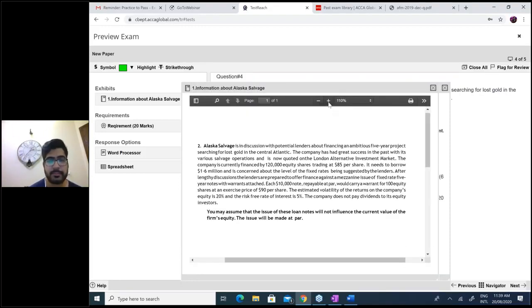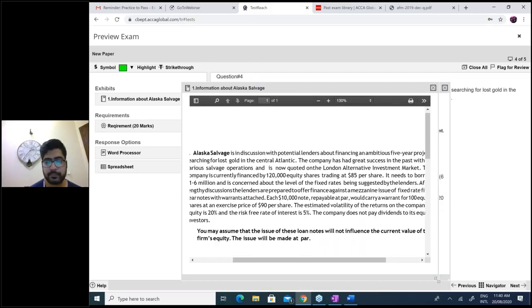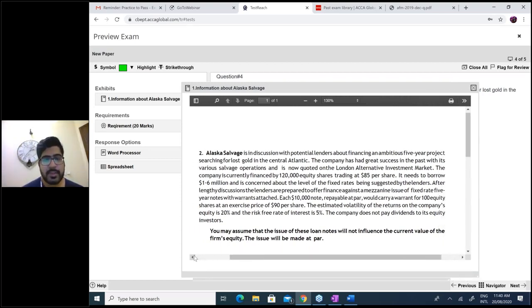So the question states, Alaska Salvage is in discussion with potential lenders about financing an ambitious 5-year project searching for lost coal in the Central Atlantic. The company has had great success in the past with its various salvage operations and is now quoted on the London alternative investment market. The company is currently financed by 120,000 equity shares trading at $85 per share.